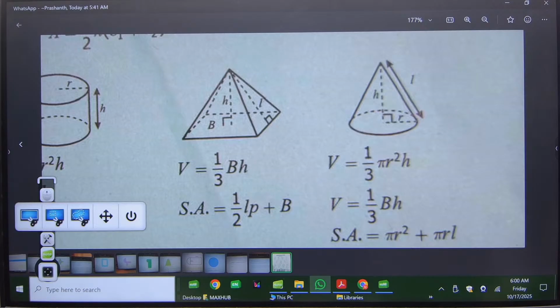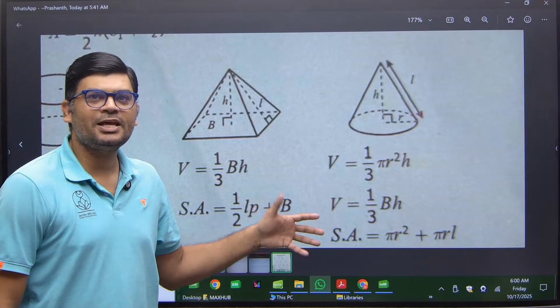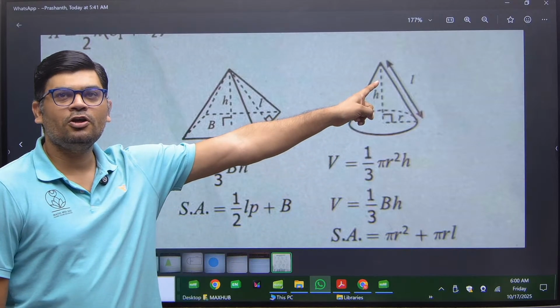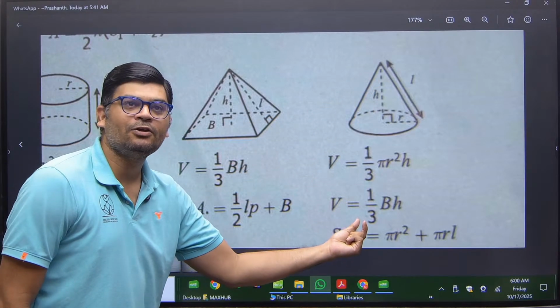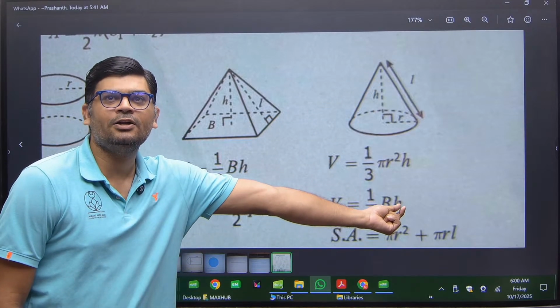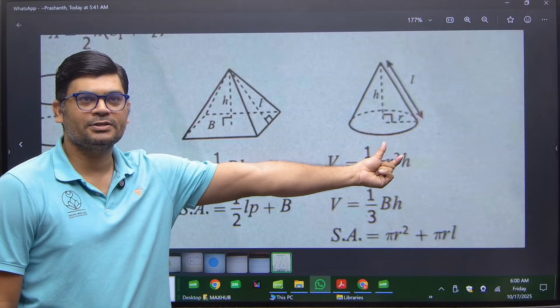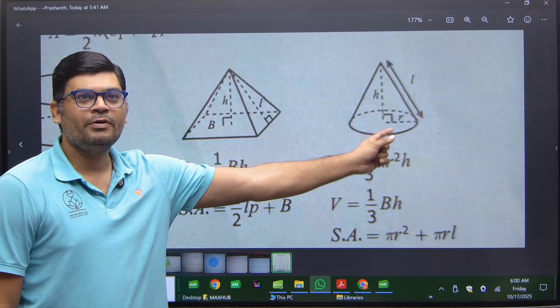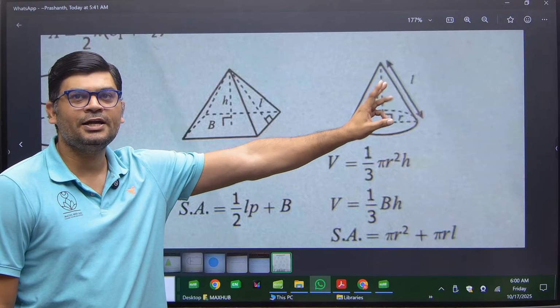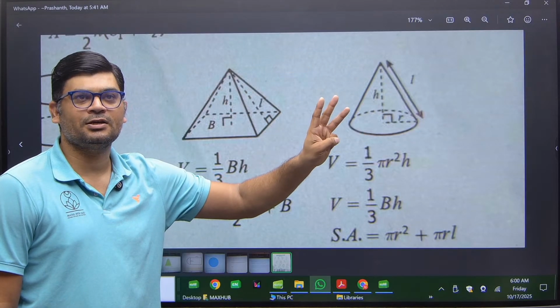So not to get confused, this is the same only. For volume, what is the formula? 1 by 3, I told you. 1 by 3 into base area into height. 1 by 3 pi r square h. How many cones are there in a cylinder? 3 cones. You just remember this thing.